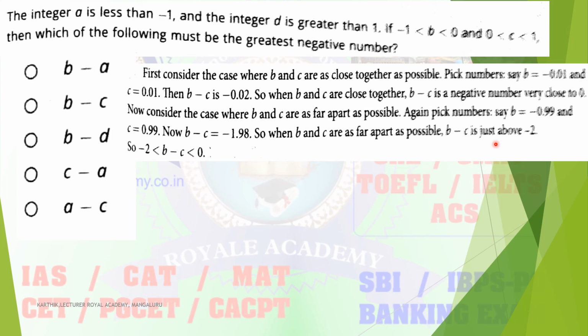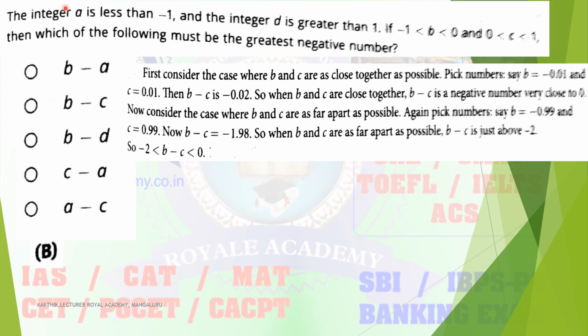So which one is the greatest negative number here? You can try for other options also in a similar way. You will get B as the correct answer. Just try the other options and see which is close to -2. I think none comes nearest to -2. So which option is correct? Option B is correct.